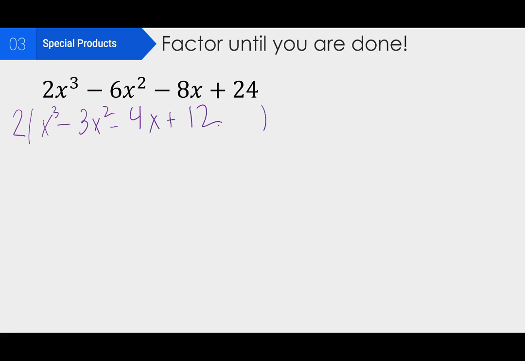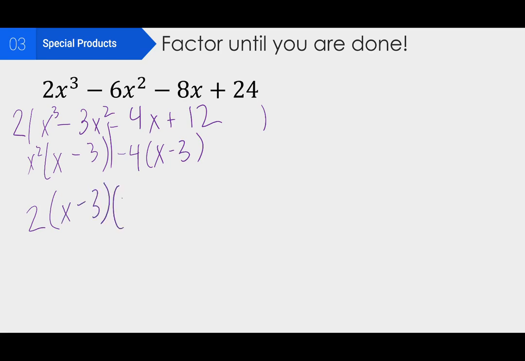I don't have any other common factors, so I am going to chop it, chink, or group it. I can factor out x squared. I'm going to ignore the 2, but it'll come back later. x minus 3. And over here I can take out negative 4. x minus 3. All right, here's my 2 back. And I have x minus 3. And for my leftovers, x squared minus 4.